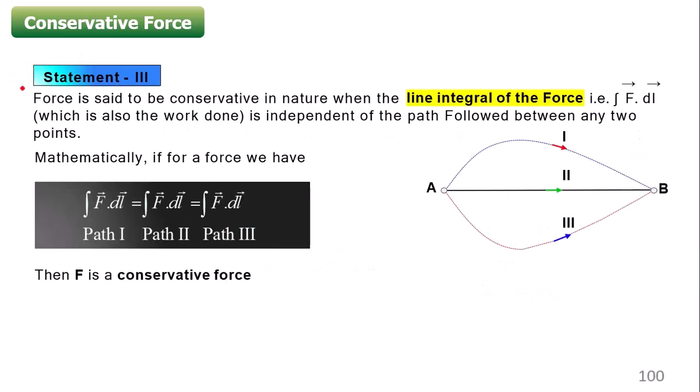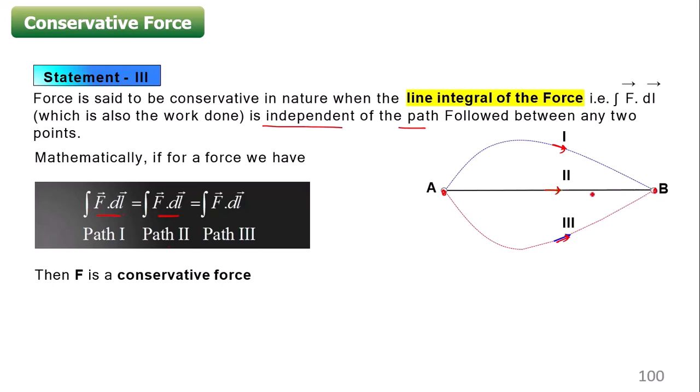And there is a third statement also, about the line integral of the force. I am moving along path number 1, path number 2, or path number 3, and along these three different paths I am performing the line integral of the force. The integration of F dot dl gives the line integral along path number 1, and F dot dl is the line integral along path number 2. If all the results are the same, the line integral is independent of the path followed between any two points.